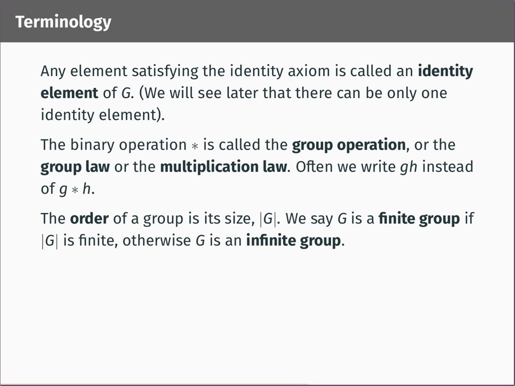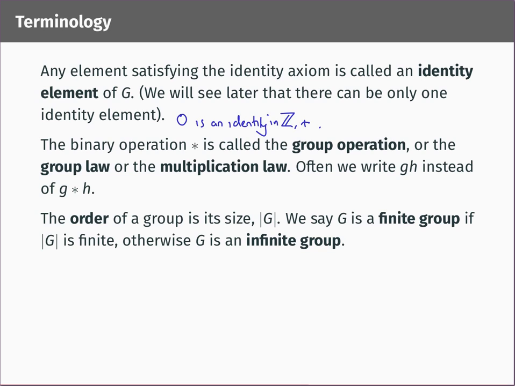Let's say a little bit about the terminology that we use when we're talking about groups, before we see some more examples. First of all, any element E satisfying the identity axiom is called an identity element in G. So for example, in the group Z plus, 0 is an identity element. And in fact, what we're going to show in the next video is that there is one and only one identity element. So any group can only have one special element E obeying the identity axiom.